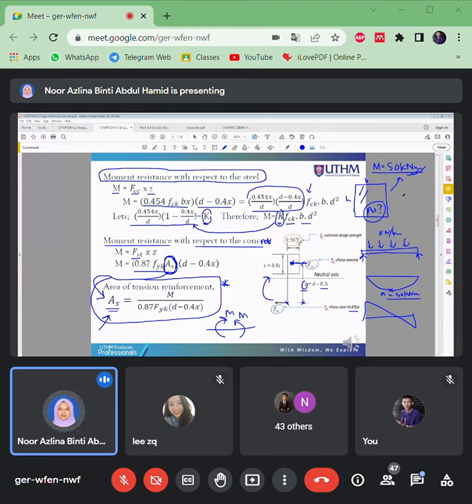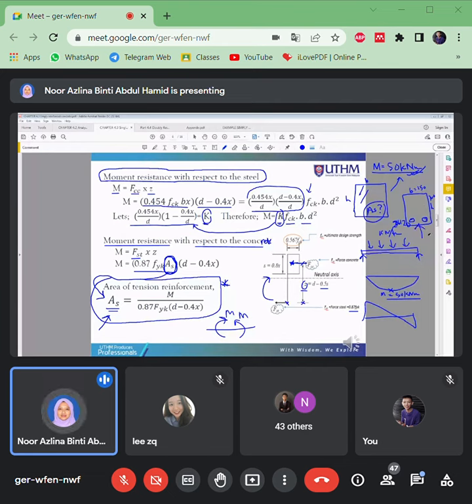Okay. In other questions, dia dah bagi siap-siap dah. Dia dah provide the reinforcement. Let's say 2H20 is provided for this beam with dimension of B and H. So dia bagilah might be 150 by H300, right? And then it consists of these 2H20, by referring to these cross sections with all the values given.